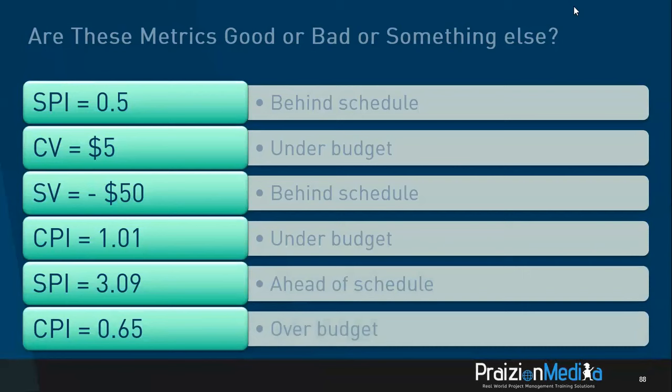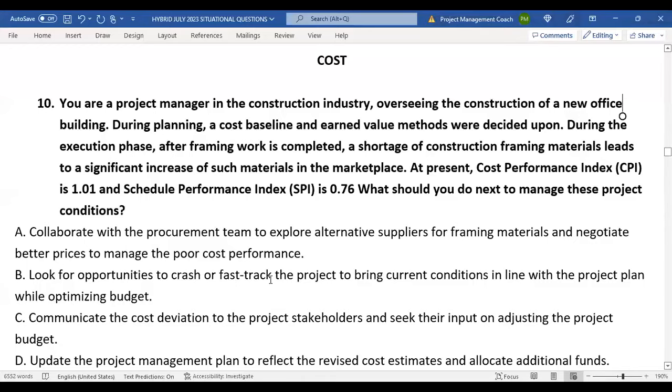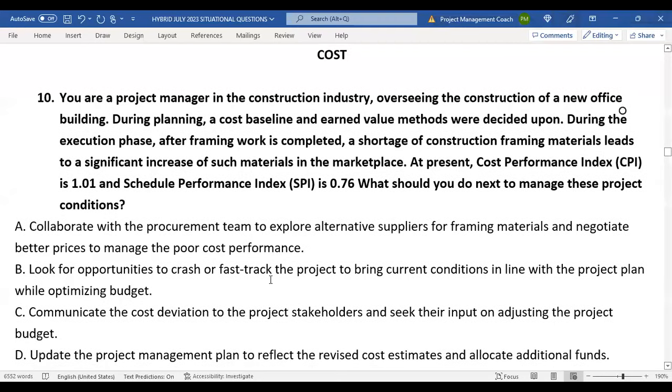At a simple to intermediate level. We're going to change gears here, my friends, and we're going into some more difficult questions. So let's go into some more cost questions of the difficult variety. You are a project manager in the construction industry overseeing the construction of a new office building. During planning, a cost baseline and earned value methods were decided upon.